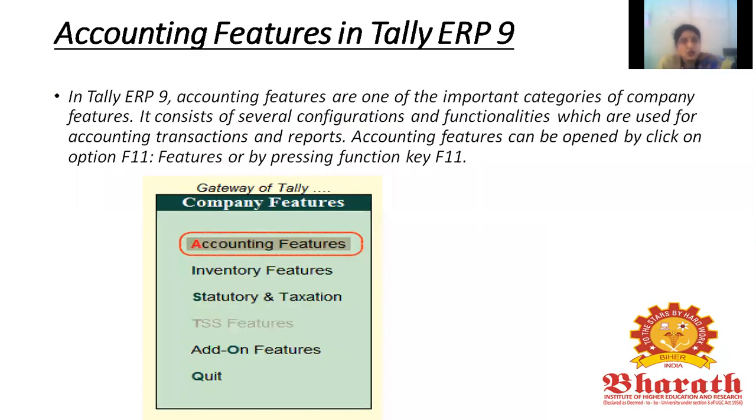And the next one is accounting features in Tally ERP9. So in Tally ERP9, accounting features are one of the most important category of the company features. It consists of several configuration and also the functions, which are used for transaction and report. So this accounting features can be opened either by click on the option F11 feature or by pressing function key F11. So once you open, the screen should be like this only. Okay.